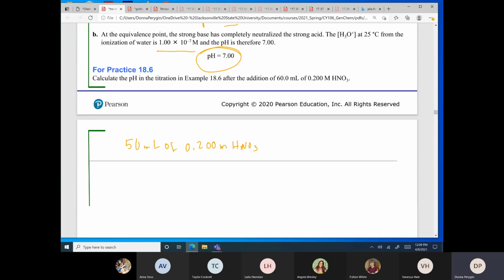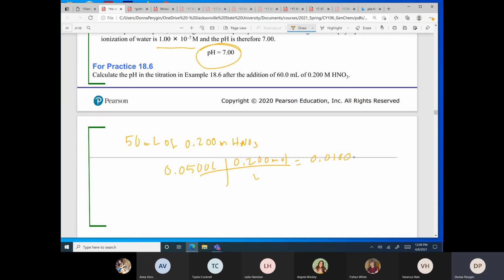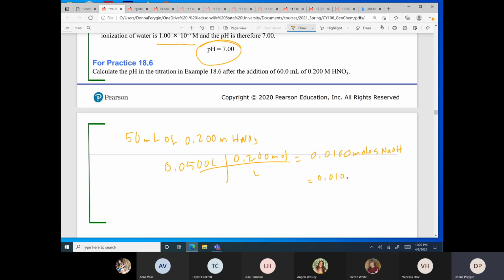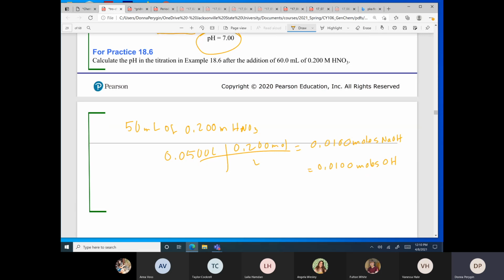So how many moles does that give us? We already calculated that. It's 0.0500 liters times 0.200 moles per liter, which equals 0.0100 moles of NaOH from our original solution, which is equal to 0.0100 moles of hydroxide. So this is the amount of hydroxide that we're starting with.